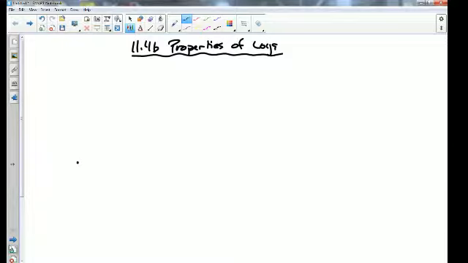the first thing that we'll want to be able to do is look at our calculator and know what to do with logarithms. Okay, so your calculator has two log buttons.